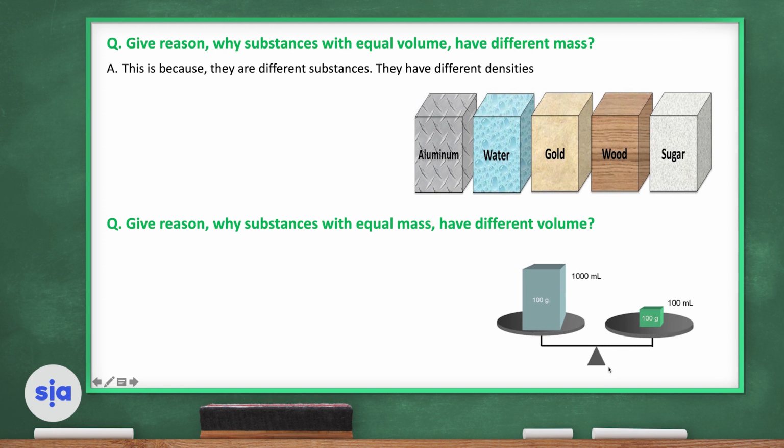Why substances with equal mass have different volume? Look, they have equal mass. Look to the scale, it's balanced. But look to the volume here. The space taken by this object is more than this. Why? It's the same answer, because they are different substances. And different substances have different densities, even if the volume changes.